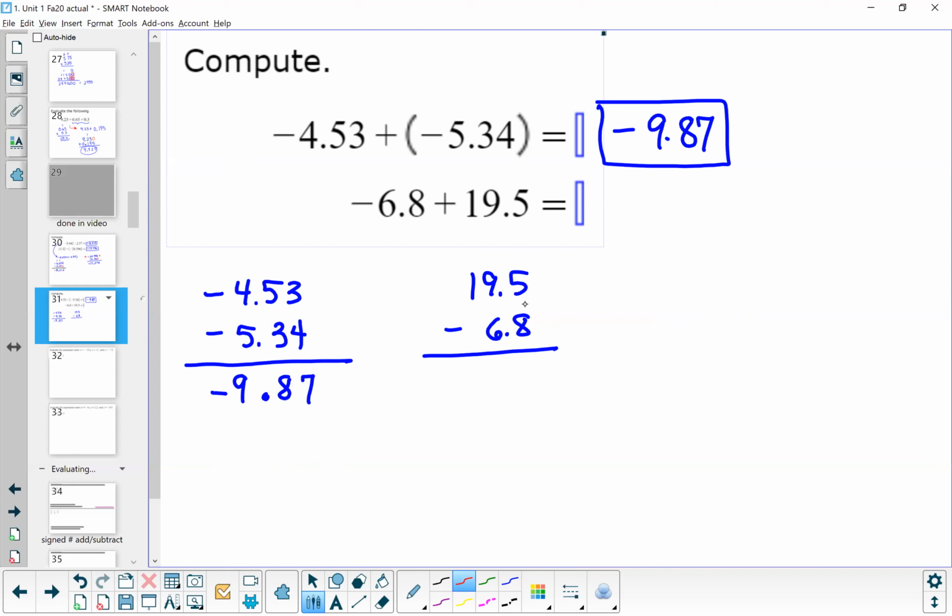So 5 minus 8, I know I need to borrow, so I'm going to regroup. Borrow from the 9, makes that an 8. And so now the 5 becomes a 15. So we have 15 minus 8, we get 7. Bring down the decimal point. 8 minus 6 is 2, and then we have 1. Our sign comes from this top number here, which is positive. So our answer is equal to 12.7.